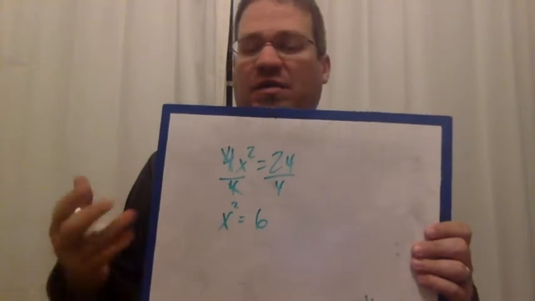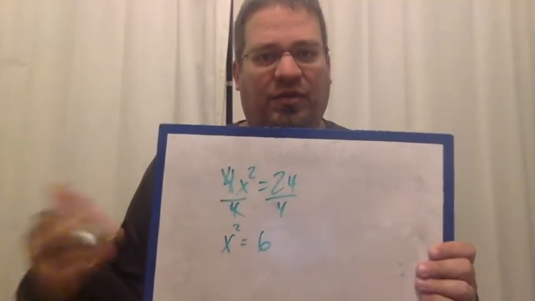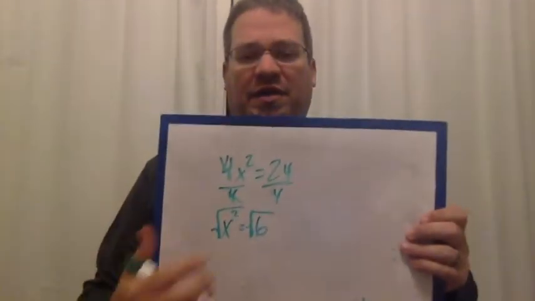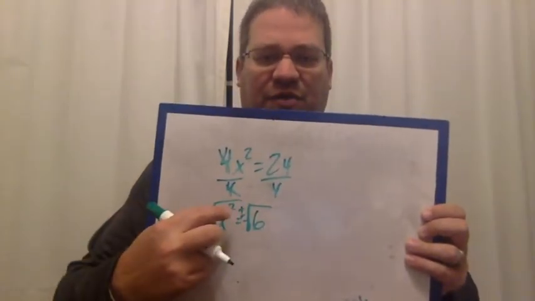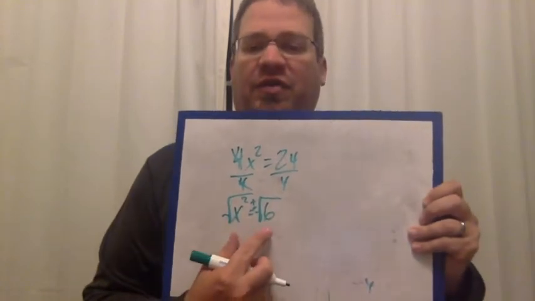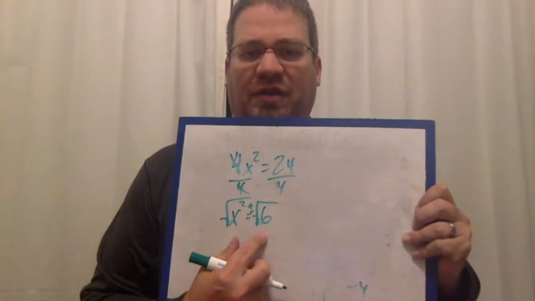Now again, I don't care what x squared equals. I want to know what x is. So to determine that, I do the square root of both sides. But again, remember, whenever I take the square root of both sides, I have to take into consideration both the positive and the negative values. So I do the plus or minus right here in front of the square root. Now, I can't simplify the square root of 6. There are no perfect squares that divide into 6.